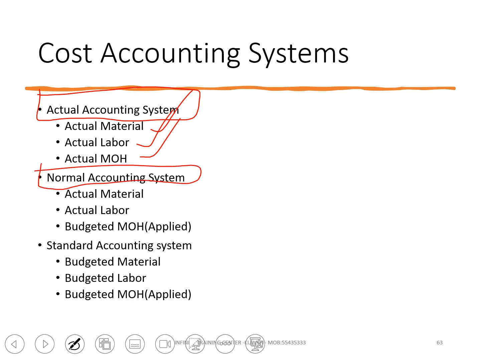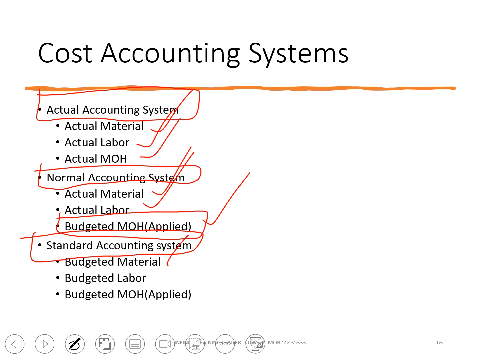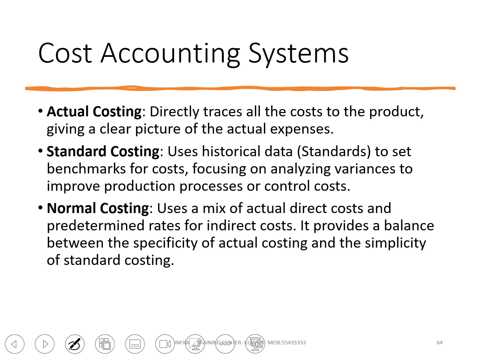And in the normal accounting system, we will take actual material and actual labor, and overhead will be applied. Manufacturing overhead will be applied. This is what happens in the normal accounting system. So here we will be using standards. But in the standard costing system, everything will be standard. Budgeted material you will consider as standard. Labor used, you will take standards, and also budgeted overhead you will consider at standard price only. So we have an example here.